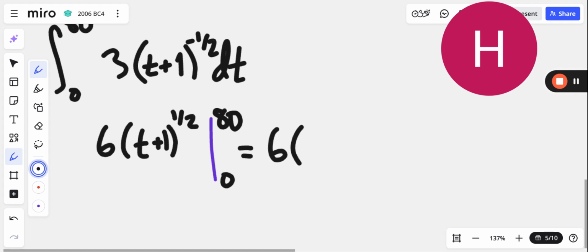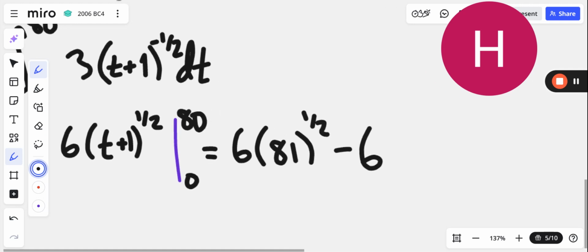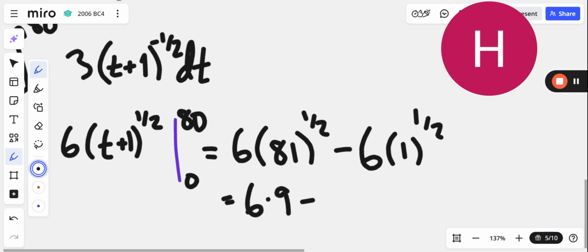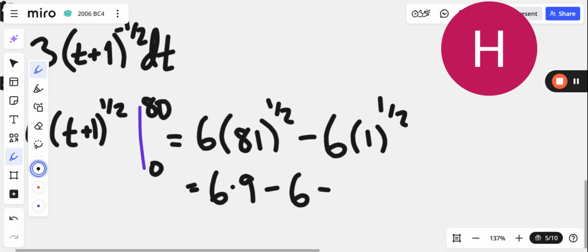If I plug in 80, I get 81. The 1/2 power just means square root, right? So I can leave it like that and you're comfortable that it means square root. Plug in a 0, and that just gives us 6 times 9 minus 6 times 1. So basically 6 times 8, 48.